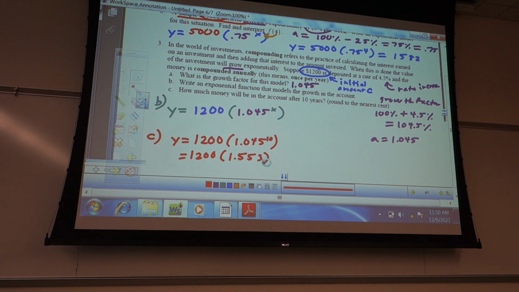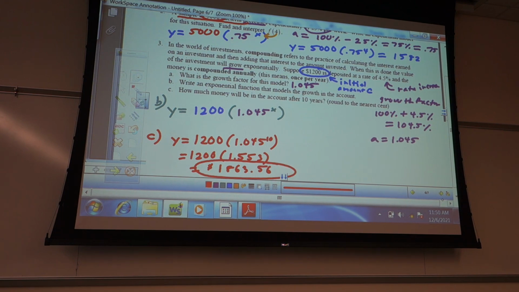And then I'm going to multiply that by 1200, and I end up with $1,863.56.